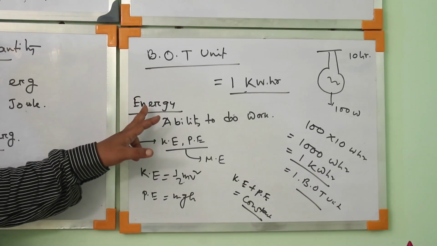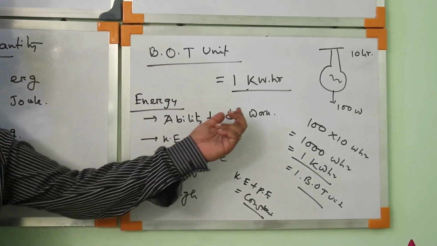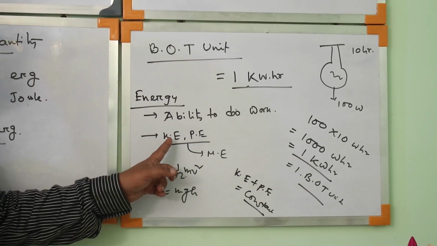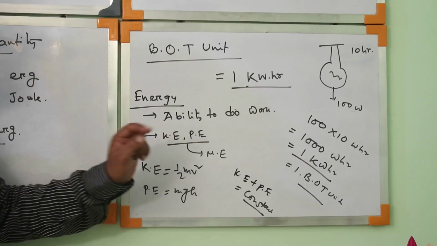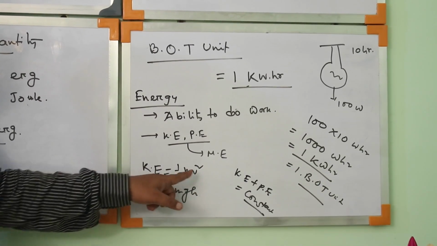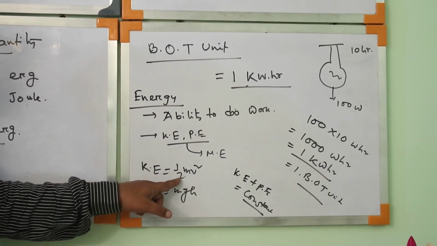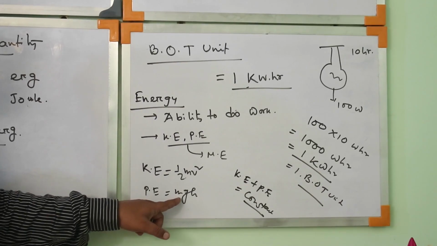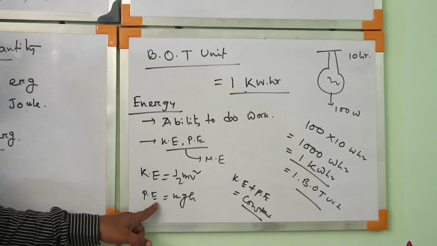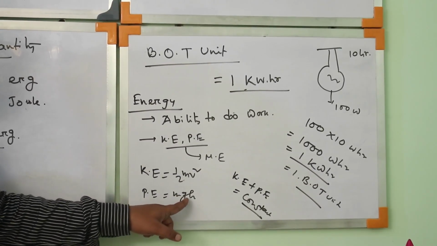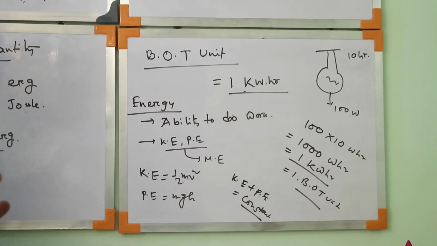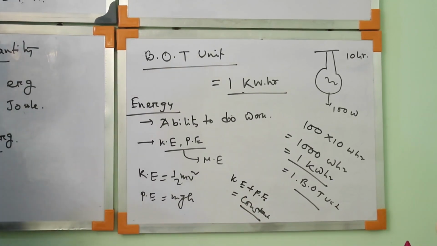Next we are interested in energy. Energy means the ability to do work. In terms of mechanical energy, it may be kinetic energy and potential energy. If the mass of the object is M and velocity is V, then kinetic energy will be represented as half mv square. If the mass of the object is M, g is the acceleration due to gravity and h is the height, then potential energy is defined as PE, which is equal to mgh. For any type of system, total mechanical energy, total kinetic energy plus potential energy, will be constant.